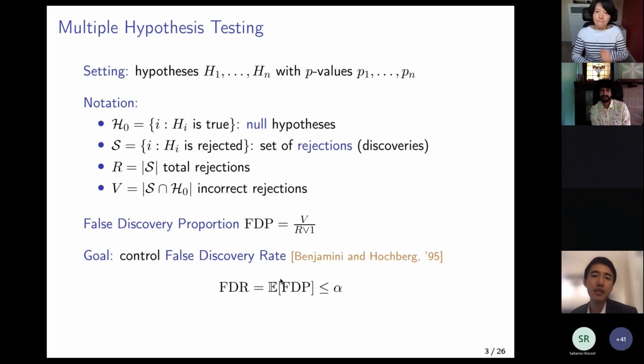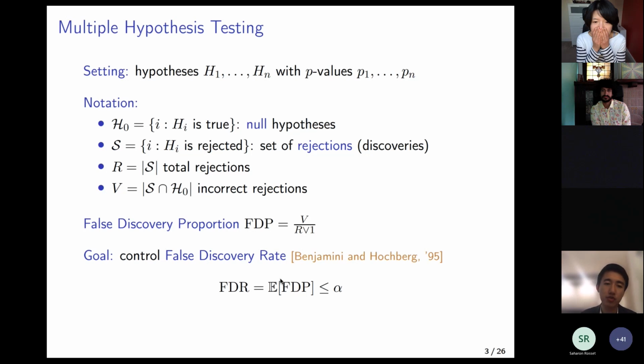So in the usual multiple testing settings, we have a set of hypotheses, H1 to Hn. Each of them has a p-value, P1 to Pn. Here we adopt a standard notation, where curly H denotes the set of null hypotheses, and curly S denotes the set of rejections. And we use R and V to denote the number of total rejections and incorrect rejections respectively. Then the false discovery proportion is defined as the ratio between V and R.